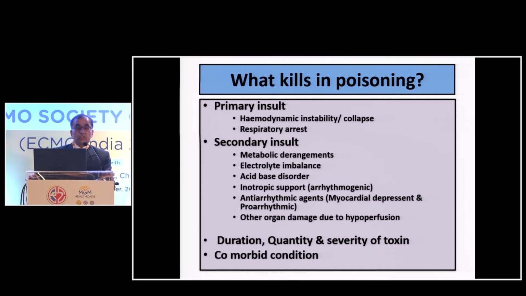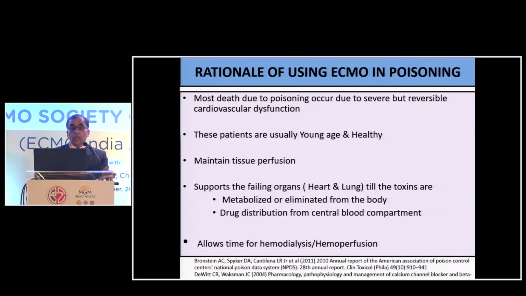So why do these patients die because of poisoning? There is a primary insult because of hemodynamic instability or collapse, or respiratory arrest. Secondary insult is associated with metabolic derangements, electrolyte imbalances, acid-base disorders, or arrhythmias. The drugs, inotropic supports, or antiarrhythmic agents which we use to manage these patients can lead to myocardial depression and arrhythmias. Along with that, the duration, quantity, and severity of toxins and comorbid conditions also play an important role in these poisoning patients.